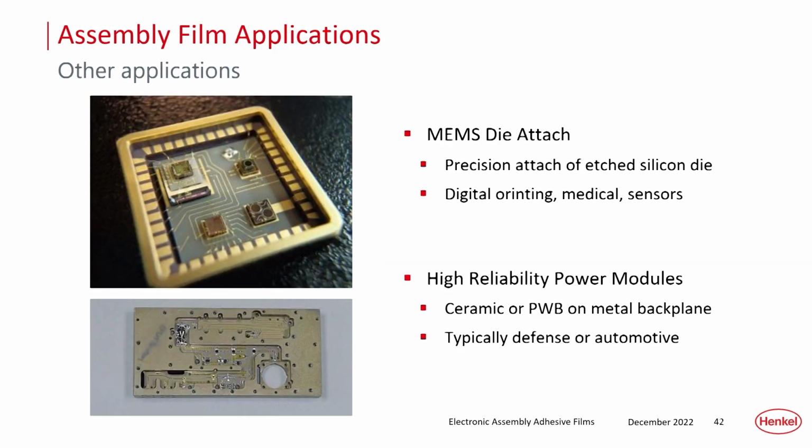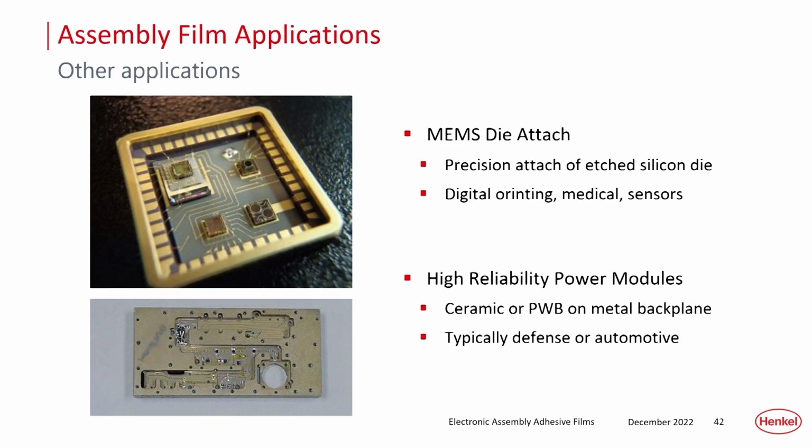And in addition, there are other miscellaneous and niche applications. One of them might be a MEMS die attach, where it's very important to control the properties of the bond line. So the bond line thickness in particular and the spread of the glue around the package is very important to control, to control the sensor output, and increasingly high reliability applications as an alternative to solder.